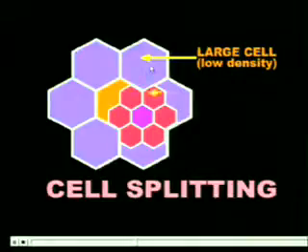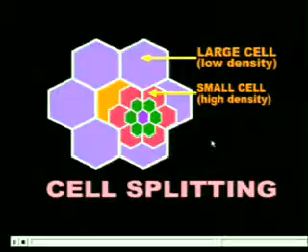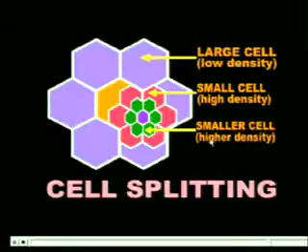This is the large cell. From large cells, we have come to small cells, and from small cells still we are coming to smaller cells. So, we have split the 7 cell cluster into a number of small cells to accommodate a large number of subscribers.